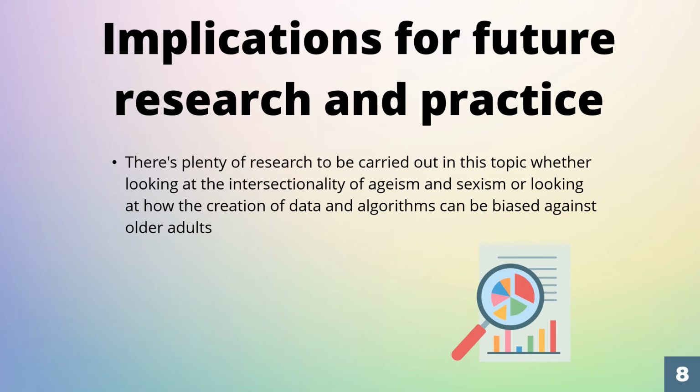Implications for future research and practice. There's plenty of research to be carried out on this topic when looking at the intersectionality of ageism and sexism, or maybe even looking at how the creation of data and algorithms can be biased against older adults. Especially in the area of artificial intelligence, there will need to be more research into ethical areas such as these to make sure that the data is being used in a fair way.